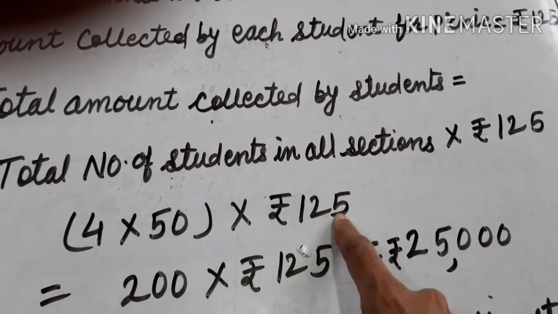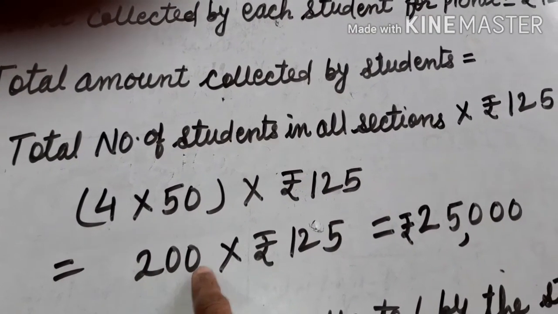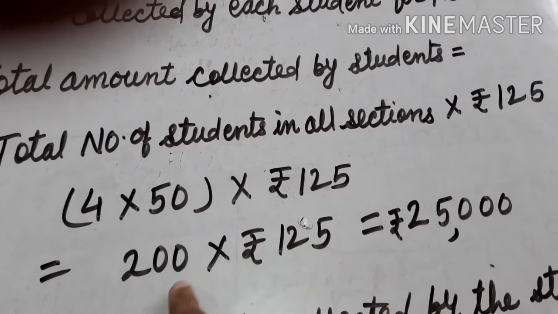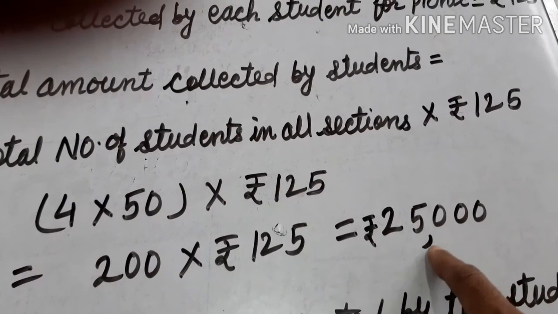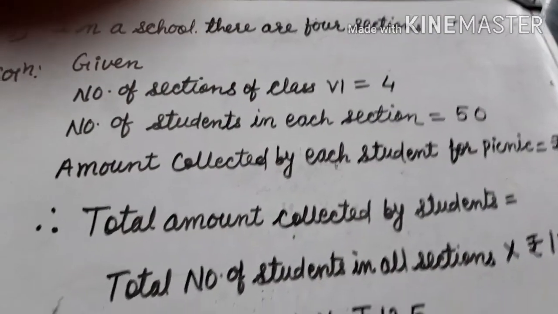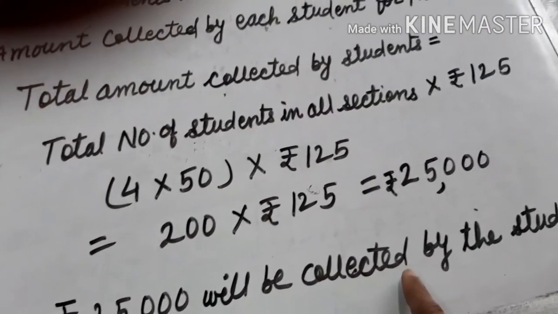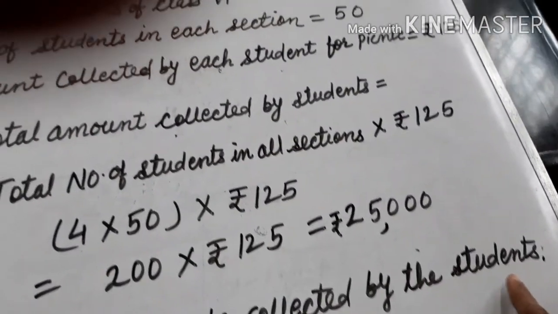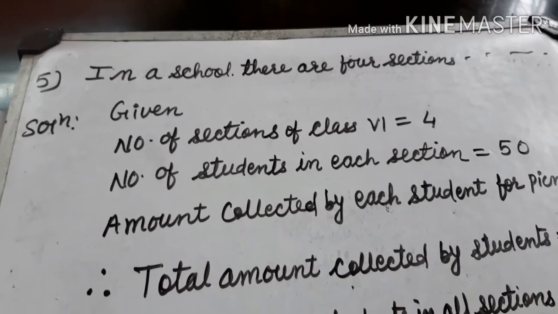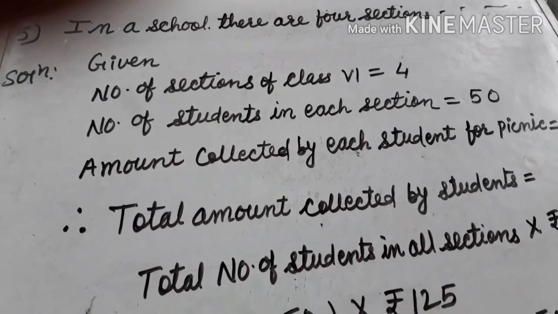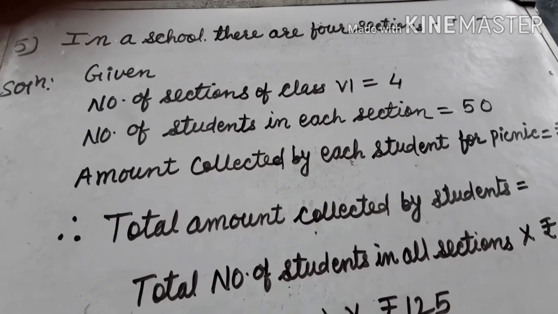multiplied by 125. So 5 4s are 20, that is 200 into rupees 125. When you solve, you will get this answer, that is rupees 25,000. And whenever there is a word problem, we should write a statement in this manner: rupees 25,000 will be collected by the students. So in this manner, dear students, please do up to question 5 of worksheet 1, and if you have any queries, please try to solve it on your own and ask me.